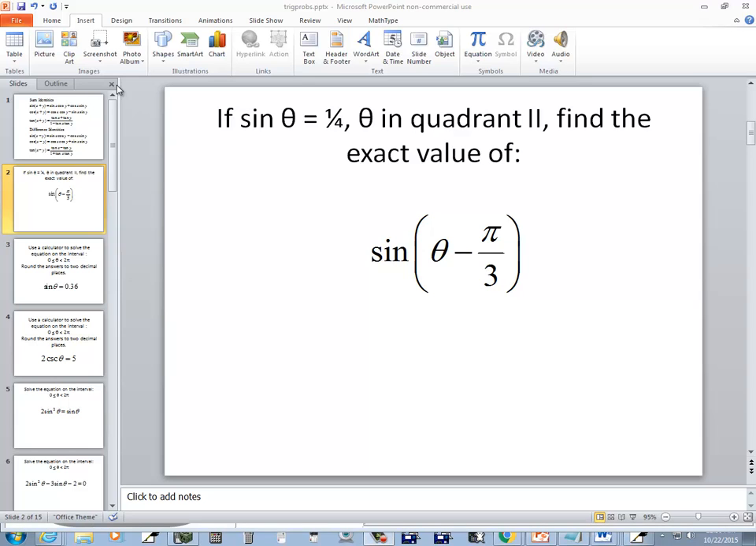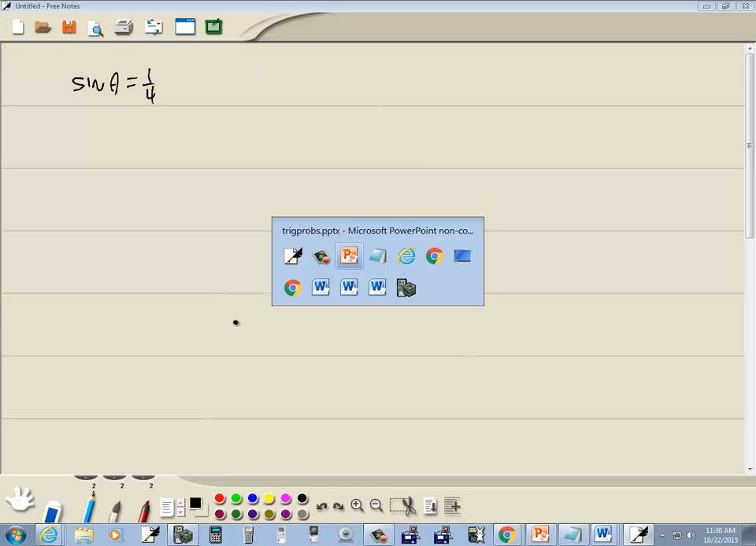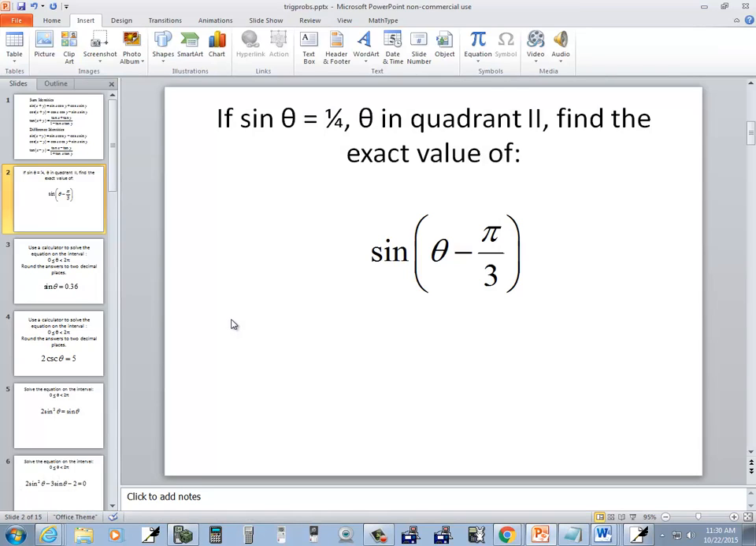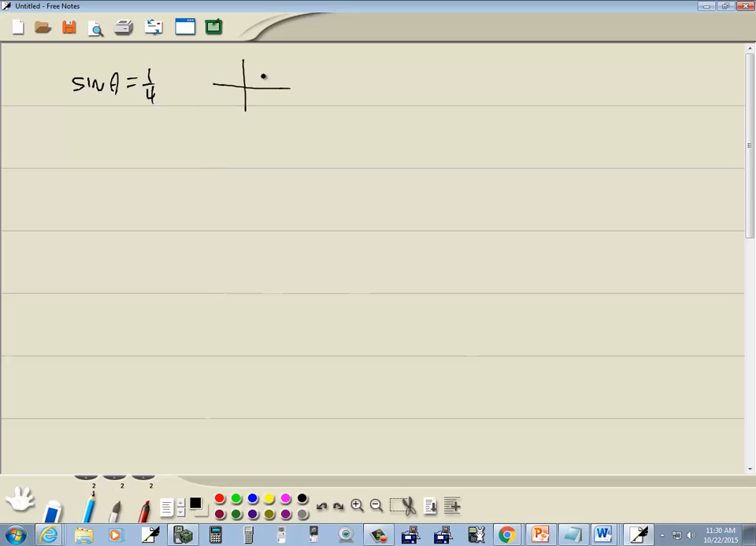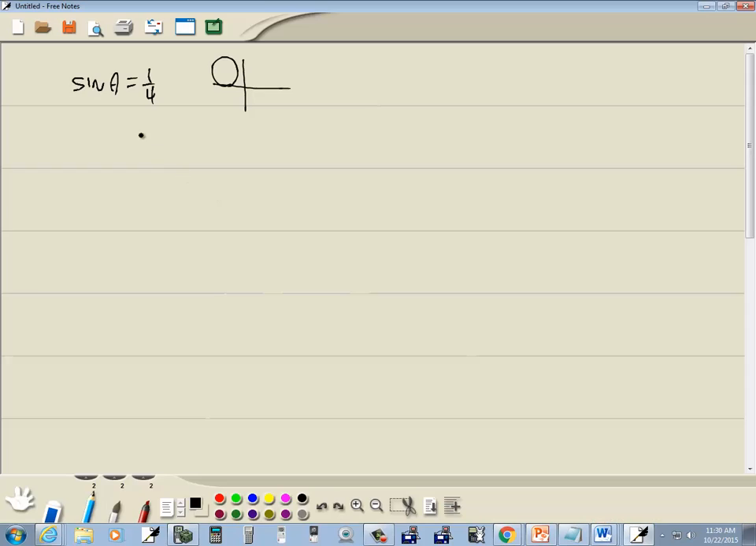If sine theta is equal to 1/4, and theta is in quadrant 2, which is right here, find the exact value of sine of theta minus pi over 3.